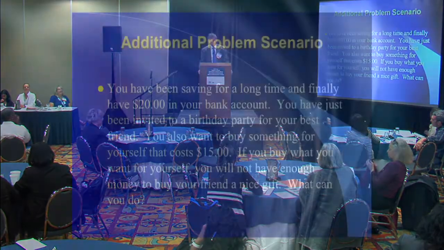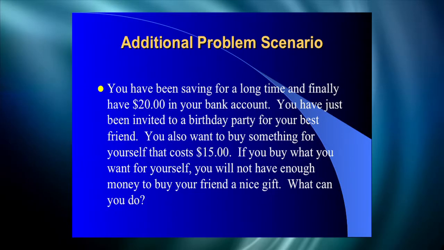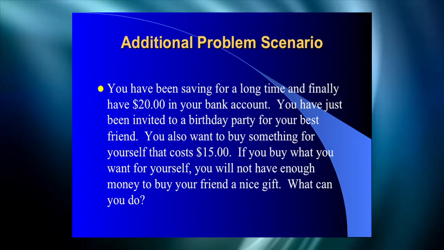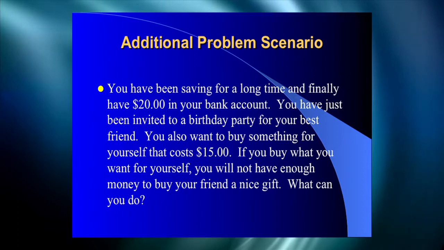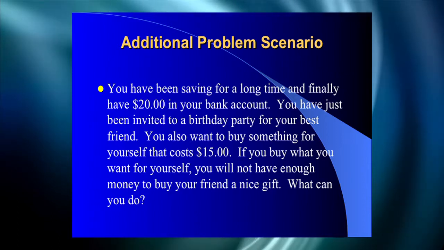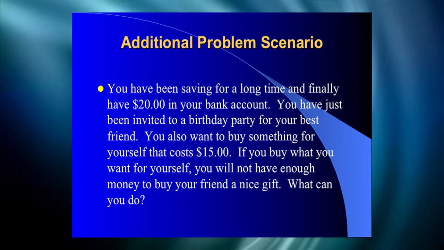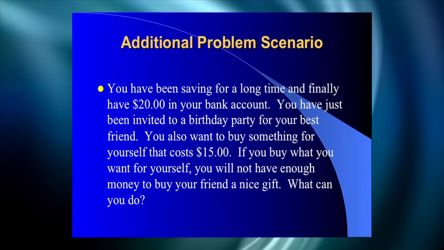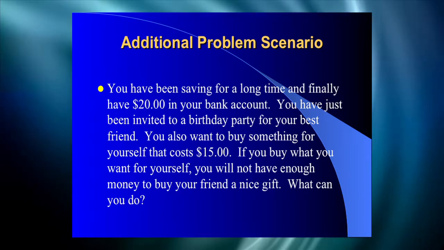So here's the problem. You've been saving for a long time and finally have $20 in your bank account. You have just been invited to a birthday party for your best friend. You also want to buy something for yourself that costs $15. Sounds like a math problem that I took when I was a kid, but the train was going this fast. If you buy what you want for yourself, you will not have enough money to buy your friend a nice gift. What can you do? So, can you guys, across your tables, take like 2 minutes here and think of a solution?